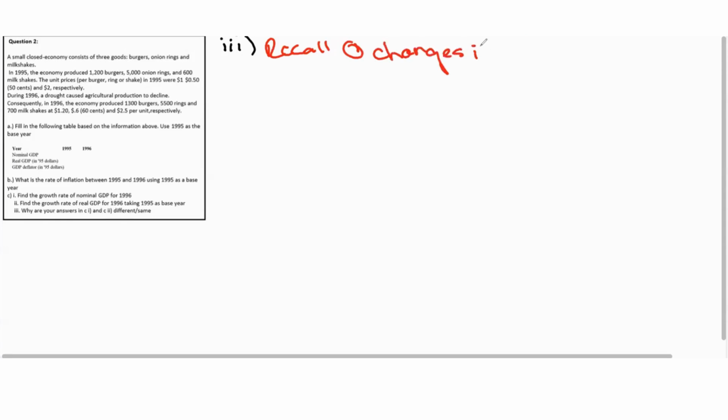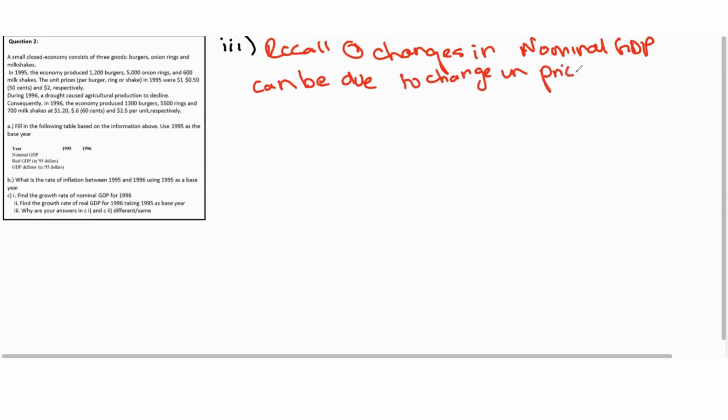We know nominal GDP is the market value of goods and services based on the current prices, right? Changes in nominal GDP can be due to change in prices or change in quantity of output produced, right?